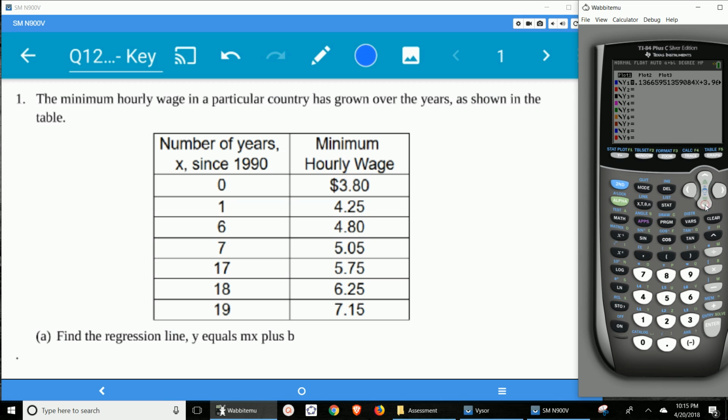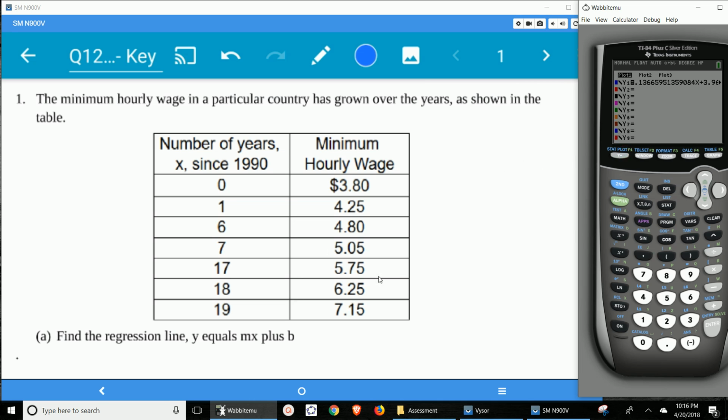turn your stat plot on, and then your window 0 to 20 on X. Scale by 5 is just fine. And then maybe 2 to 8 on Y. I'll go 0 to 8, why not? Scale by 1. So now you see all the points plotted and the line through them. Okay. Looking good, everything's making sense.